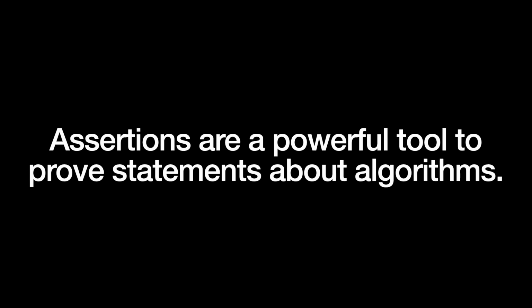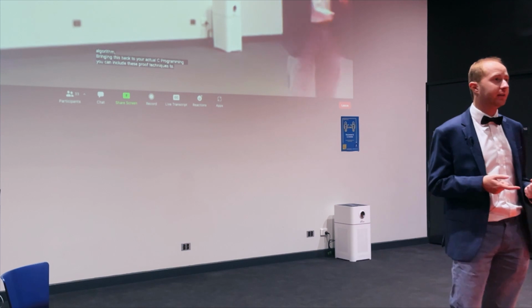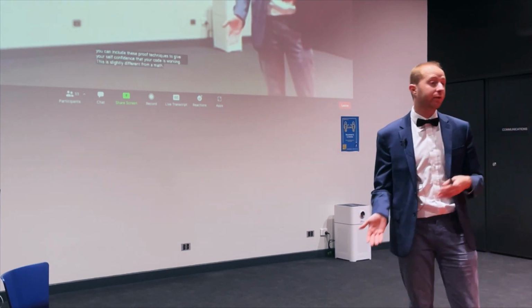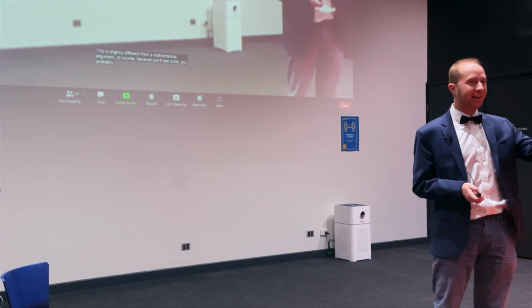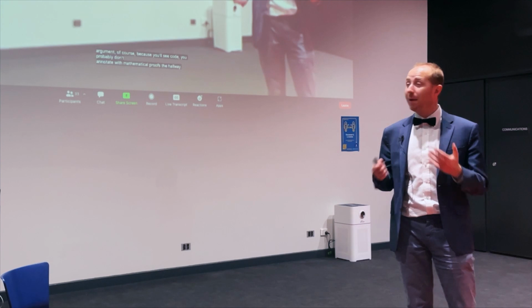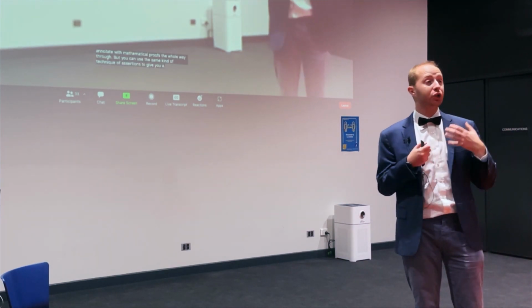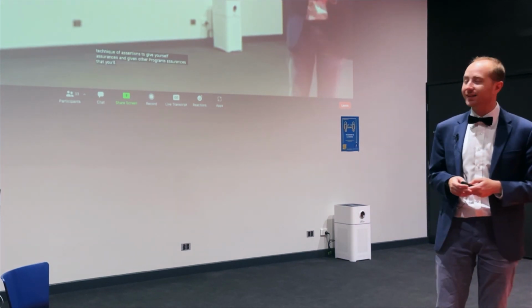Bringing this back to your actual C programming, you can include these proof techniques to give yourself confidence that your code is working. This is slightly different from a mathematical argument, of course, because your C code, you probably don't annotate with mathematical proofs the whole way through, but you can use the same kind of technique of assertions to give yourself assurances and give other programmers assurances that your program is functioning as expected.